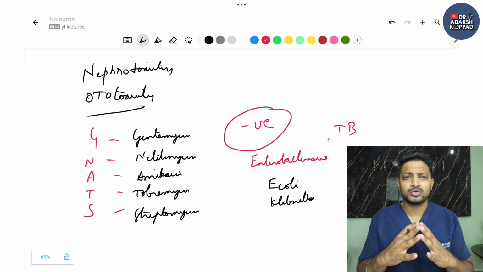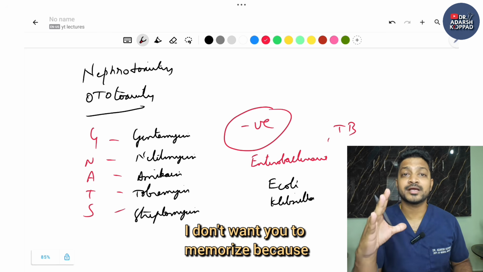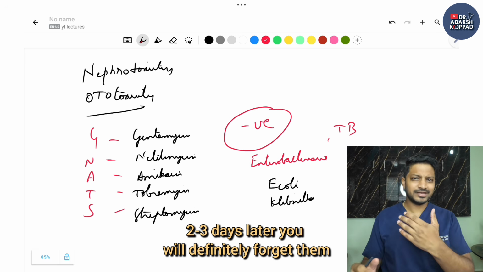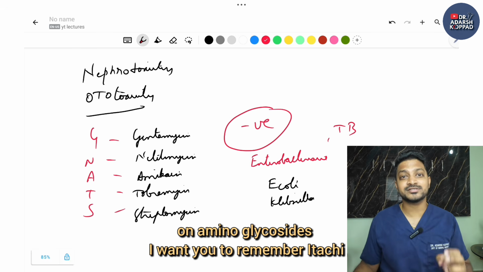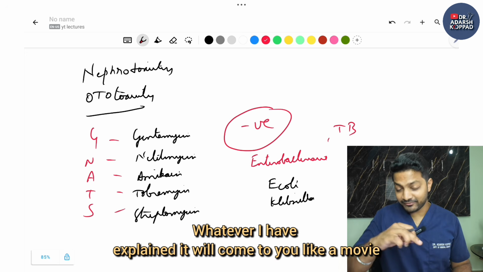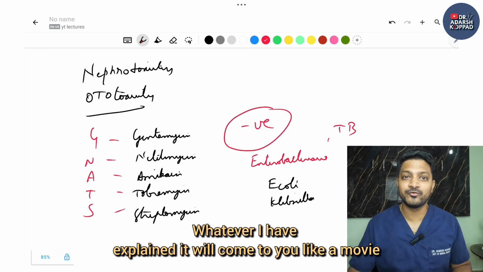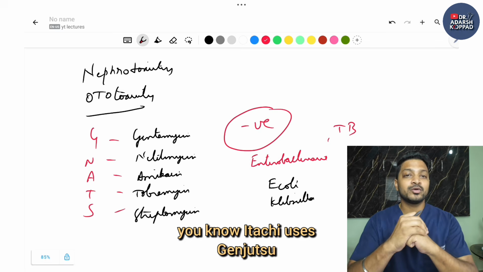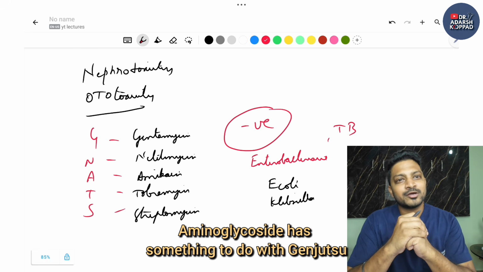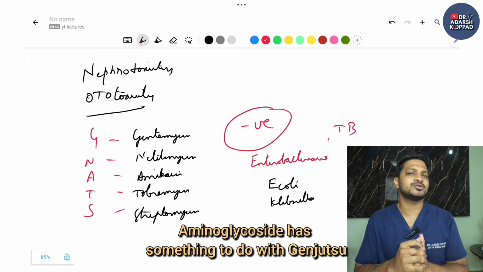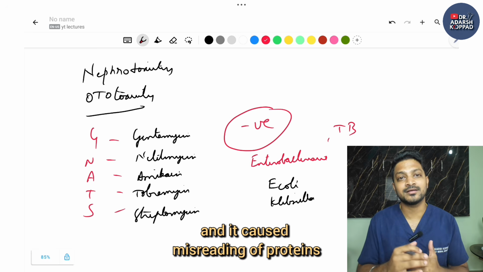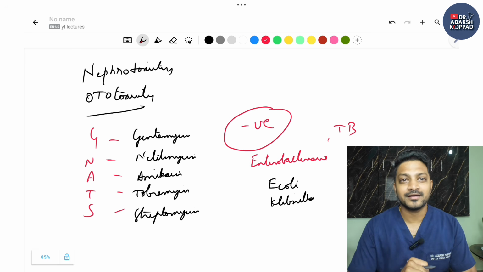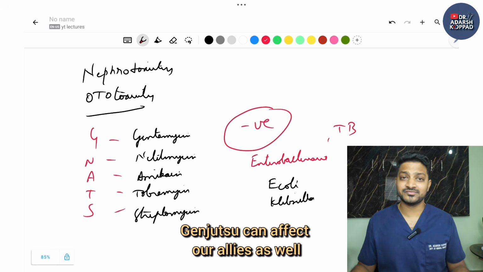I don't want you to mug up the topic. I don't want you to memorize, because 2-3 days later you'll definitely forget them. So the next time you want to remember something on aminoglycosides, I want you to remember Itachi. Whatever I have explained, it will come to you like a movie. Because when you remember Itachi, you know, yeah, Itachi uses genjutsu. Aminoglycoside has something to do with genjutsu. And you know, yeah, it cast genjutsu on 30S ribosome and it caused misreading of proteins. And yeah, genjutsu can affect our allies as well.